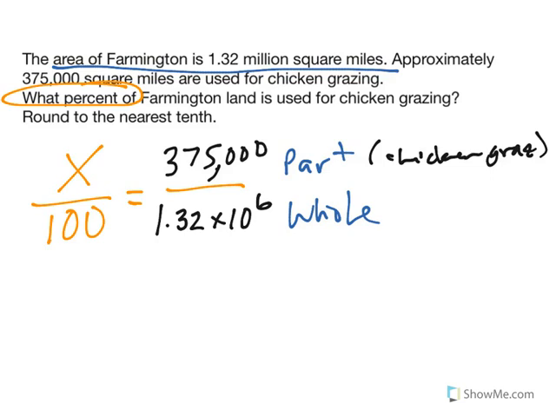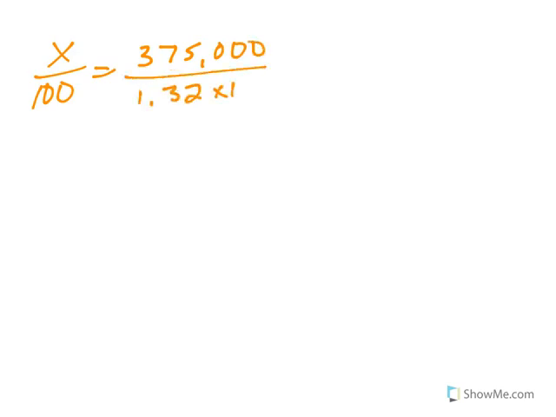Now I don't know about you, but I'm going to go ahead and cross multiply because that is our next step. So when I do that, I have x over 100 again, and 375,000 over 1.32 times 10 to the 6th. So when I multiply this way, I'm going to have two more zeros. So 375, add two more zeros.